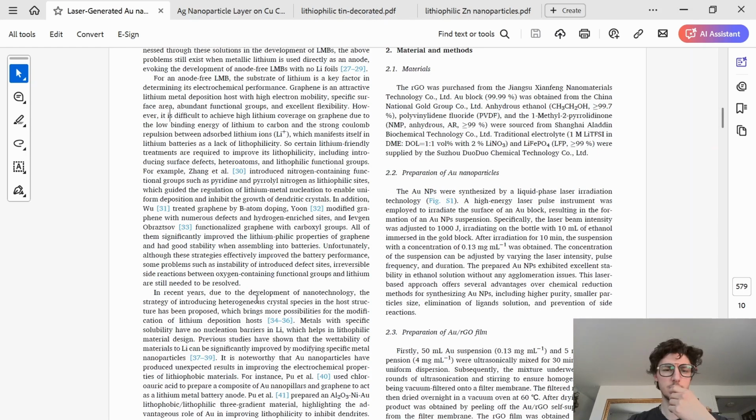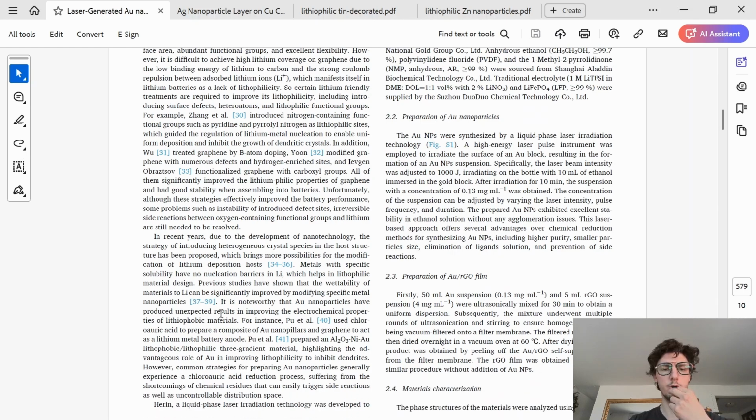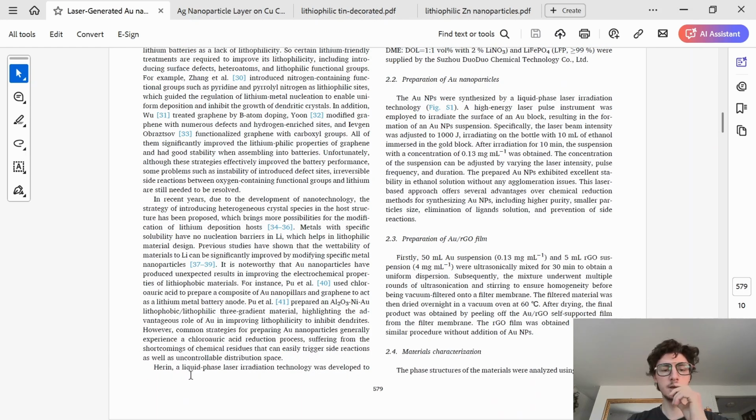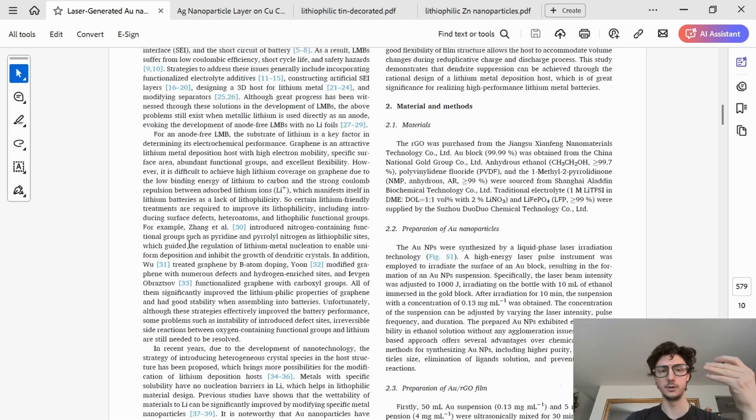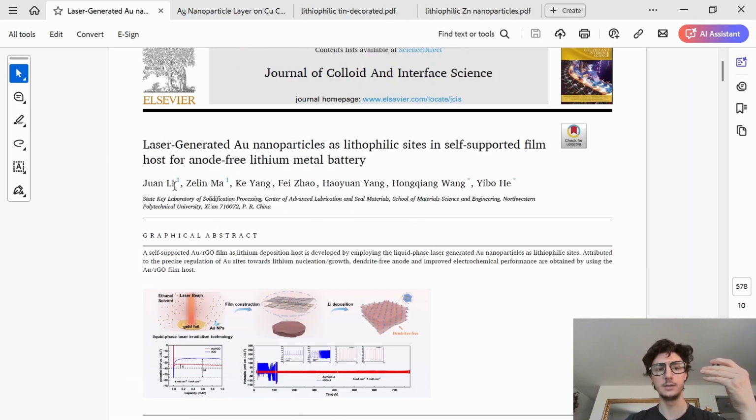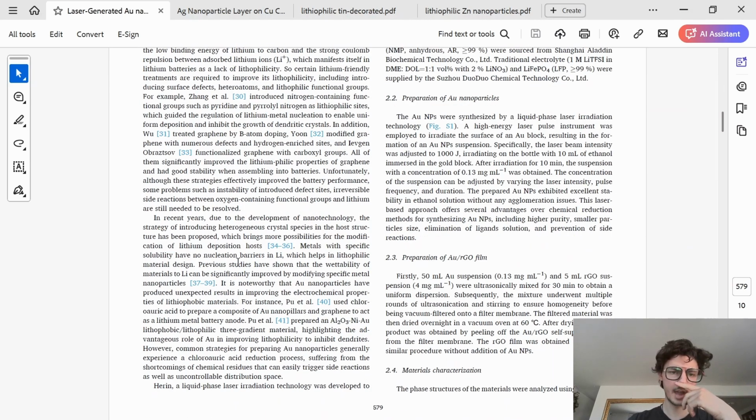Then we have here, in recent years, due to development of nanotechnology, the strategy of introducing heterogeneous crystal species in the host structure has been proposed. So they say that herein, they're talking about what we're doing in this article specifically. We meaning the team of authors, these guys here, from their university. So let's just read that very quickly.